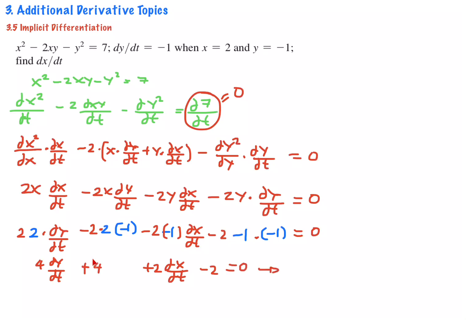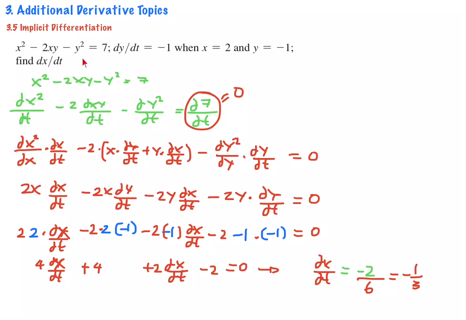Then 4 minus 2 will be 2, and we put it over here, so we have negative 2 on the right side, and then 4 dy over dt added with 2 dy, sorry, this is supposed to be dx. I forgot, this is dx. So 4 dx over dt plus 2 dx over dt is 6 dx over dt. Divided by 6, we get negative 1 over 3. That's how we get our result.